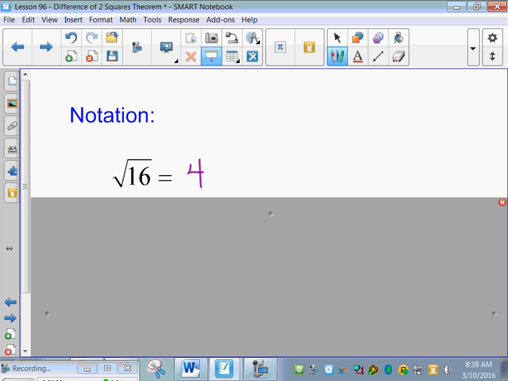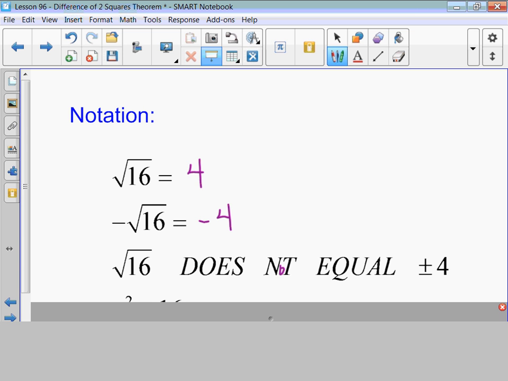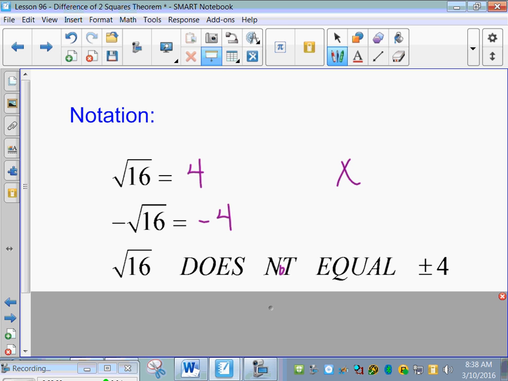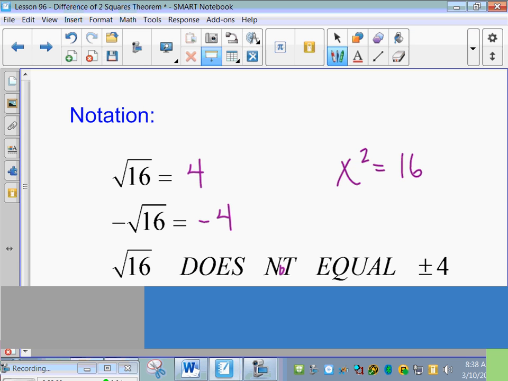How about this guy? What's the square root of 16? But there's a negative in front, so our answer here is negative 4. The square root of 16 does not equal plus and minus 4. Good. So that's what we just talked about, right? The square root of 16 does not equal plus and minus 4. Only if you have this are you going to get plus and minus 4. So if you're solving for a variable, then remember plus and minus, which is what that one is.